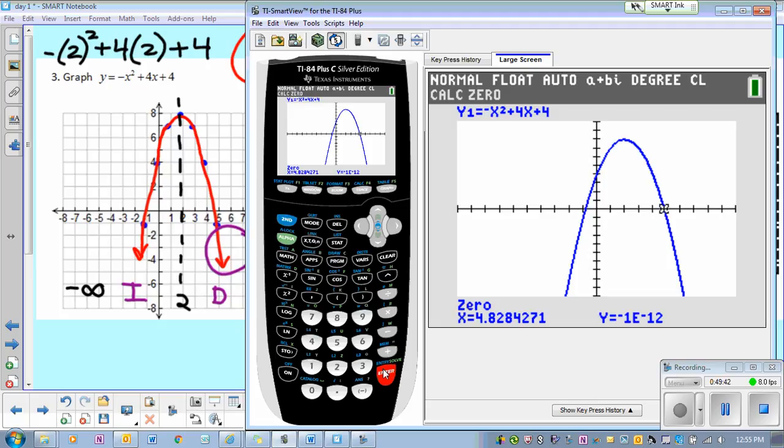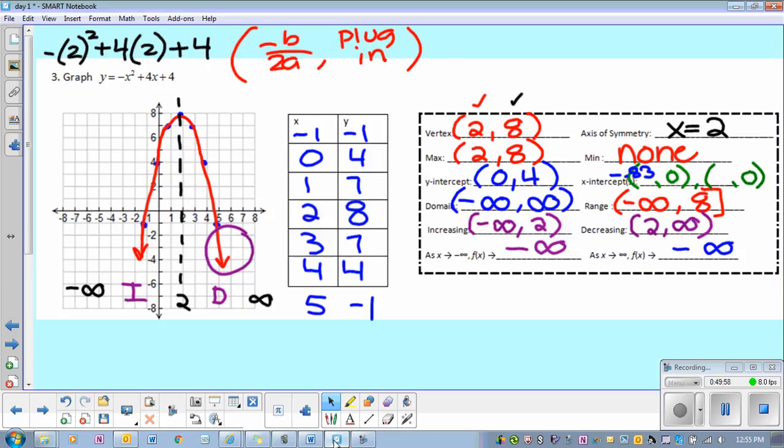Scientific notation. Remember when we did imaginary numbers, right? So if you ever get an e with these graphs, it is 0, because it's negative 1 times 10 to the negative 12 power, 0. Okay? So what was this? Positive 4.83, comma 0. Okay? Questions?